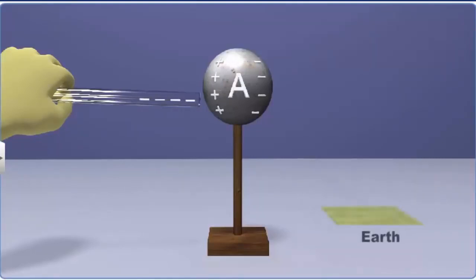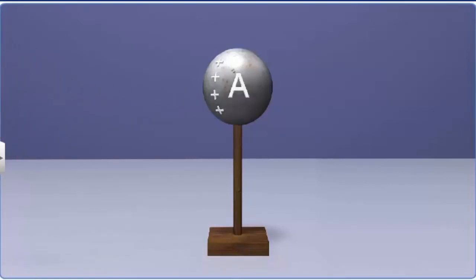Now, if we earth the far side of the metal sphere using a conducting wire, the electrons on the far side of the metal sphere flow into the earth. However, the positive charges on the near side of the metal sphere are held at rest by the negatively charged rod. Now, if we take away the rod from the sphere, the positive charge on the metal sphere distributes uniformly across the sphere.